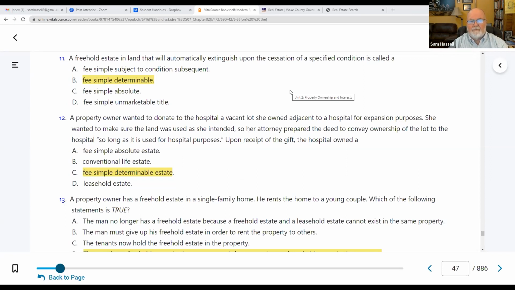Number 12. A property owner wants to donate to the hospital a vacant lot she owned adjacent to the hospital for expansion purposes. This is pretty much my explanation of the last question. She wanted to make sure the land was used as she intended. So her attorney prepared the deed to convey ownership of the lot to the hospital, so long as it is used for hospital purposes. Upon receipt of the gift, the hospital owned a fee simple determinable estate, right? They got to keep using it the same way she said, and they can keep it. If not, she can go to court and get it back.